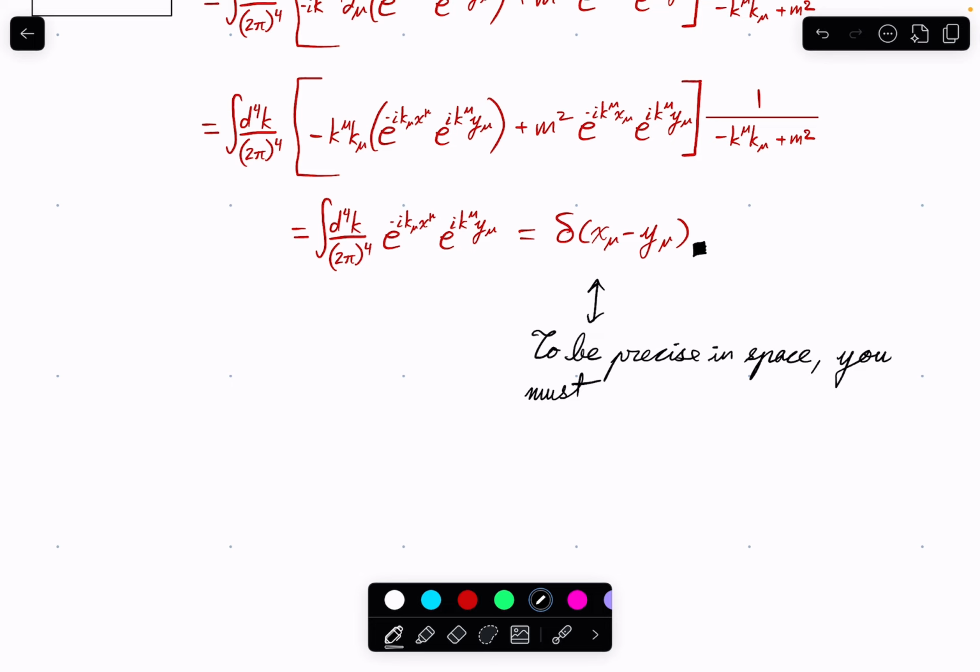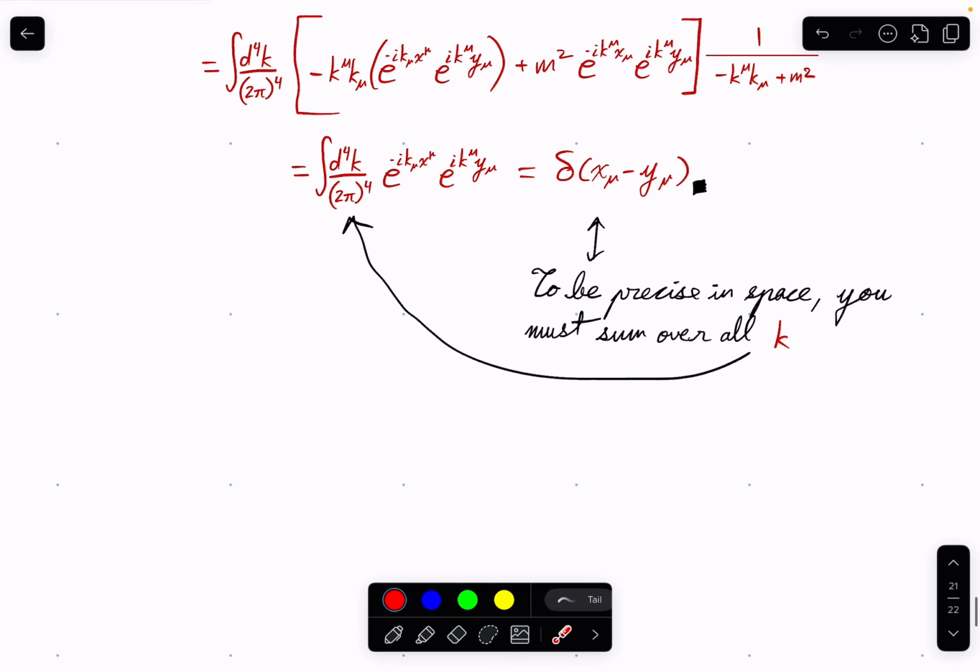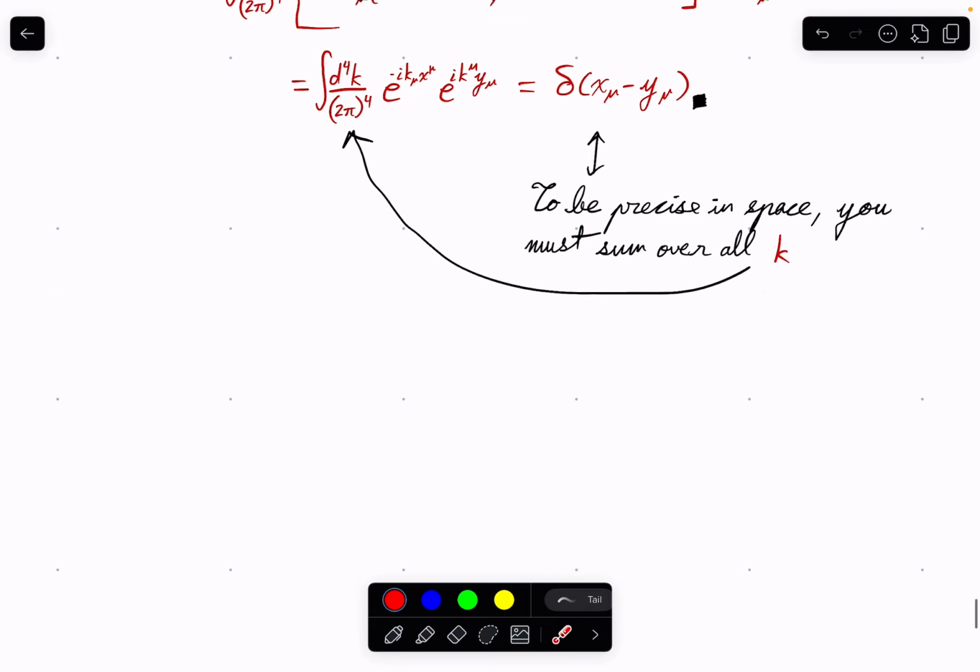To be precise in space, you must sum over all k, which is exactly what's happening here. So this is basically the uncertainty principle, but it's really not a thing fundamental to quantum mechanics. It's just a statement of, in order to consider something highly localized at a single point, you have to consider all possible configurations of the field. So if you consider all possible configurations, then you can know for certain what something is at some point. And that's all that this is saying.